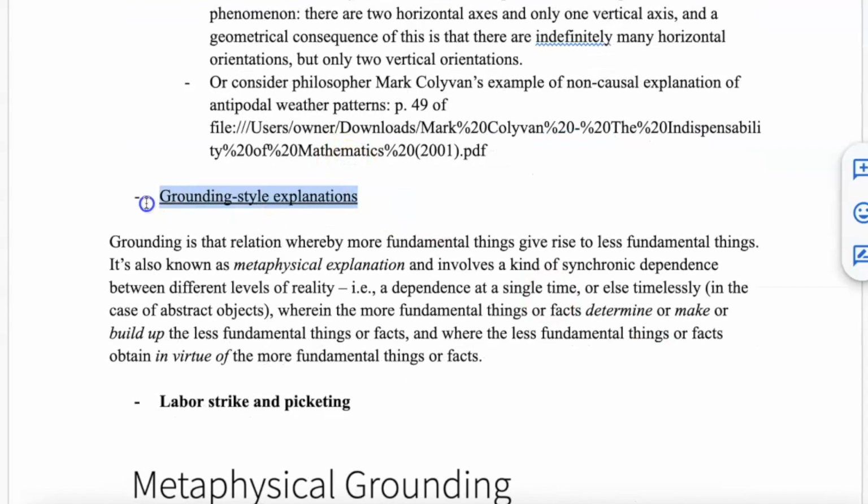Next up is grounding style explanations. So grounding is that relation whereby more fundamental things give rise to less fundamental things. It's also known as metaphysical explanation, and involves a kind of synchronic, or at one time, right? Synchronos, at one time. It involves a kind of synchronic dependence between different levels of reality, or different layers of reality. That is, a dependence at a single time, or else timelessly, in the case of abstract objects, wherein the more fundamental things or facts determine, or make, or build up the less fundamental things or facts, and where the less fundamental things or facts obtain in virtue of the more fundamental things or facts.